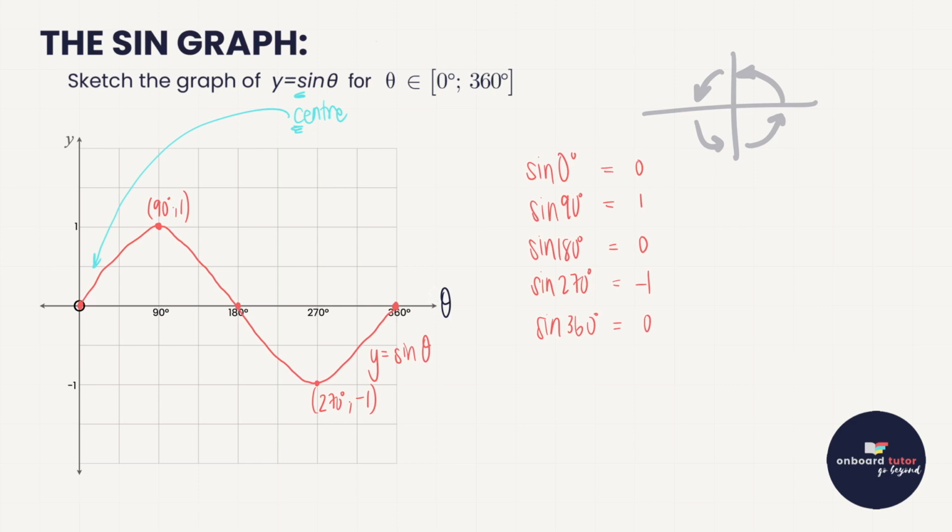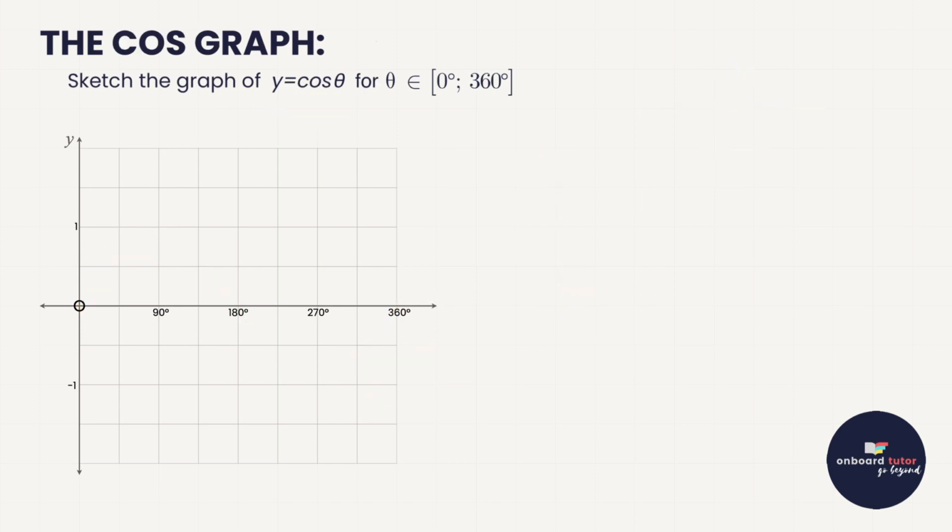All right, this is what we call the parent graph of sine, and we are going to adapt it, but we'll wait until our next video for that. Let's draw the cos graph and the tan graph first. Okay, so for the cos graph, we're going to do the same thing. We're going to say cos of 0, cos of 90, 180, 270, and 360. Okay, and we're going to work each of those out on the calculator.